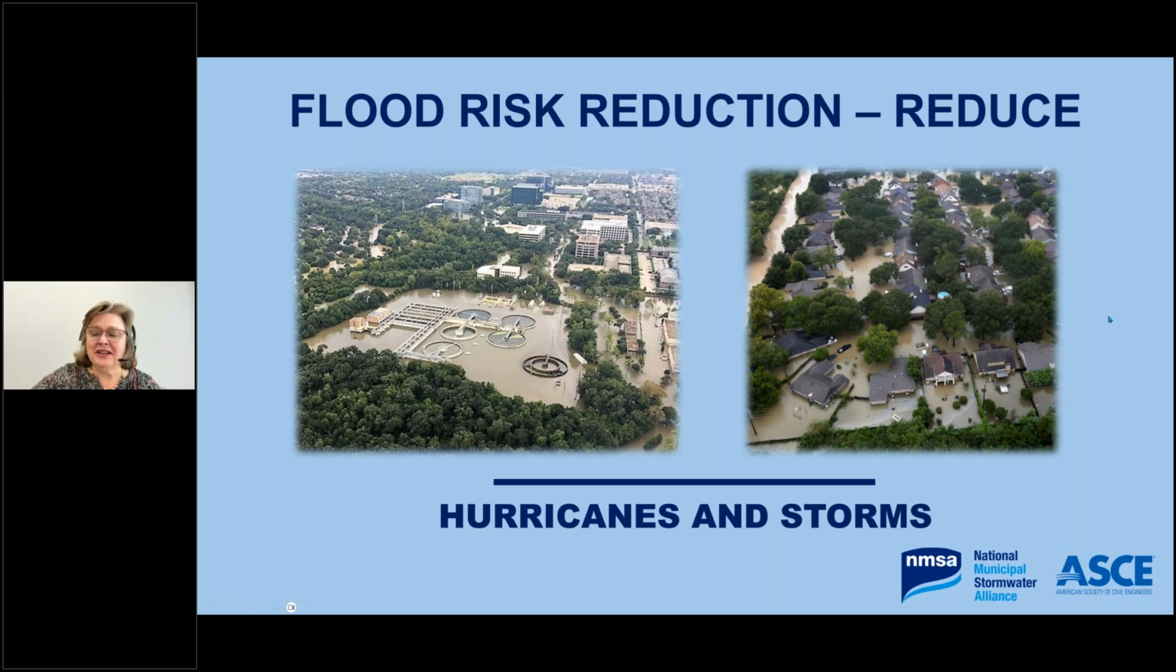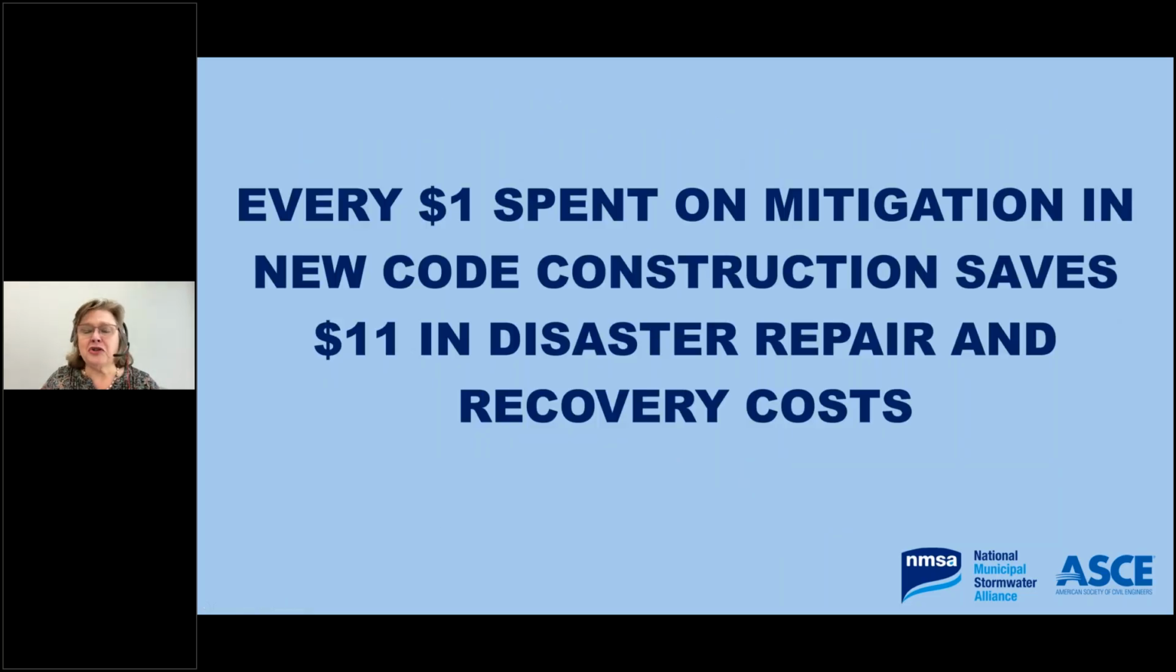And we'll talk about mitigation, because mitigation needs to be a key component of any resilience that somebody is doing. We all know that for every dollar spent on mitigation and in new code construction, it saves $11 in disaster repair and recovery costs. And it's not just the $11. And I've been hearing $12 recently. It's not just the money that it saves.